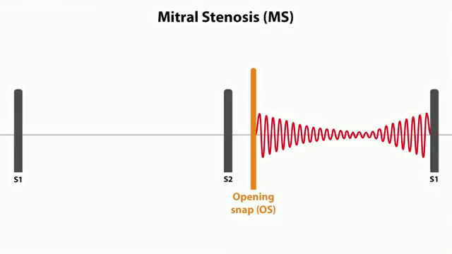The next diastolic murmur is mitral stenosis. Now, one thing you'll notice about mitral stenosis is that there's a little pause between S2 and the beginning of the murmur.